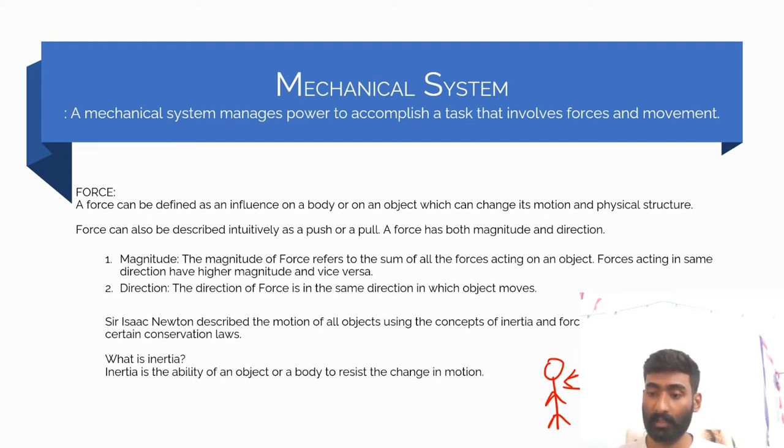But then another friend of yours came to help you with this game. So the force here is twice, but here it is just one. So the force here is higher than this side. So the rope will tend to move on this side. So it moves towards the direction of higher magnitude. I hope this helps. Second, what is direction? The direction of force is the same direction in which the object moves. If we take the same example, the rope is moving in this direction. I told you why. So the direction of force is this.